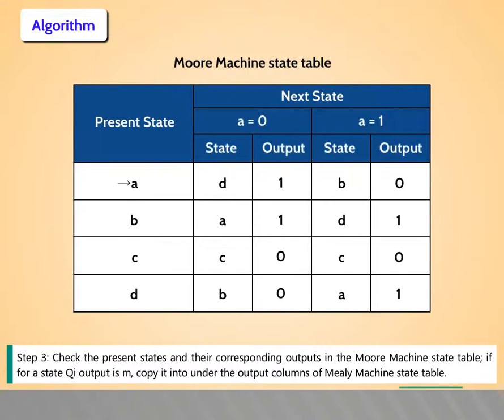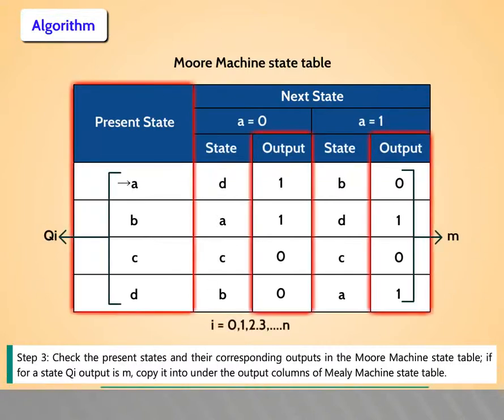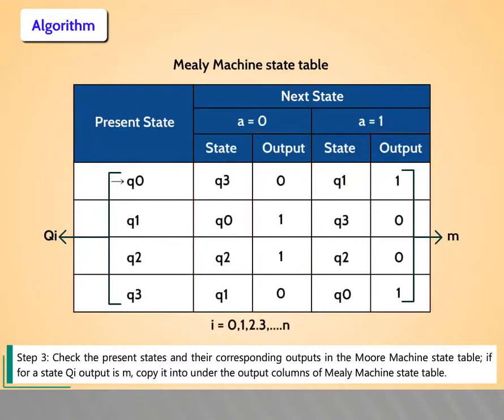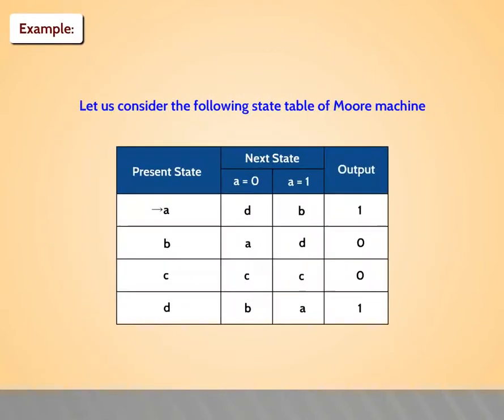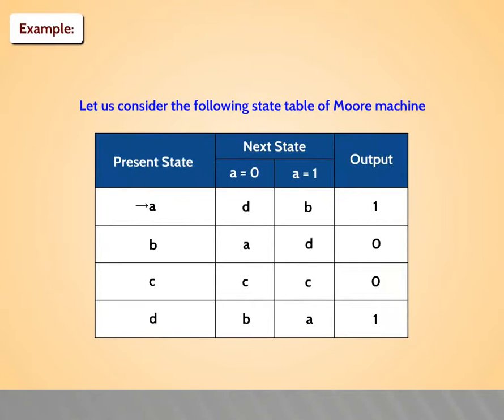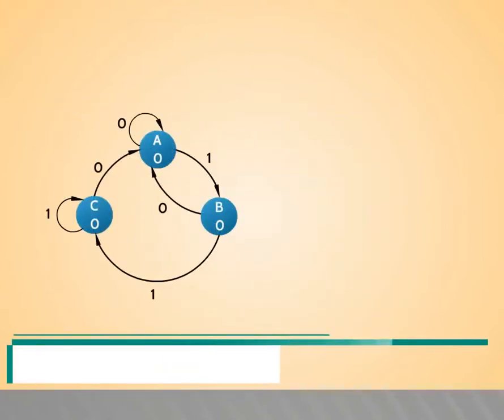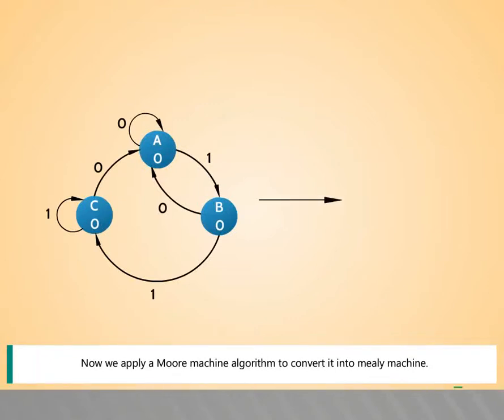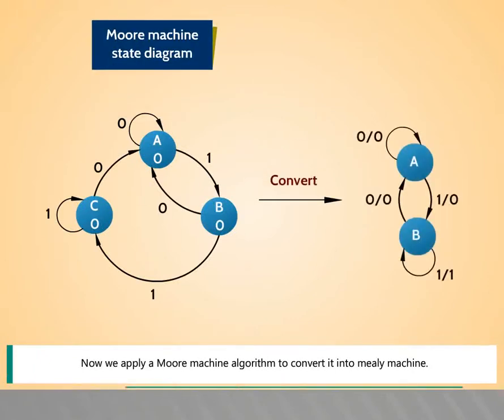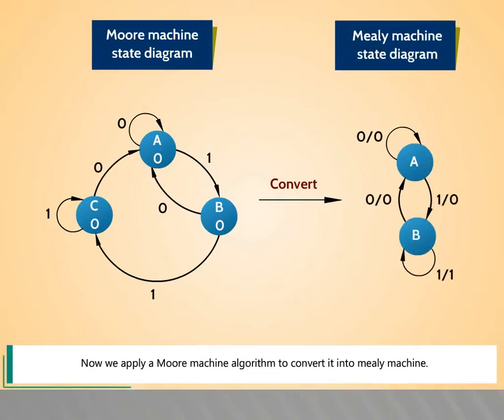Step 3. Check the present states and their corresponding outputs in the Moore machine state table. If for a state Qi, output is M, copy it under the output column of the Mealy machine state table. Example: let us consider the following state table of a Moore machine. Now we apply the Moore machine algorithm to convert it into a Mealy machine.